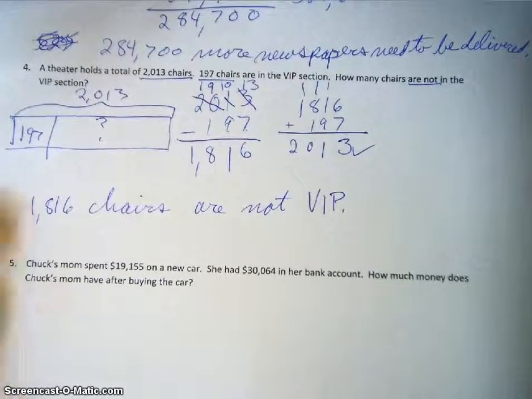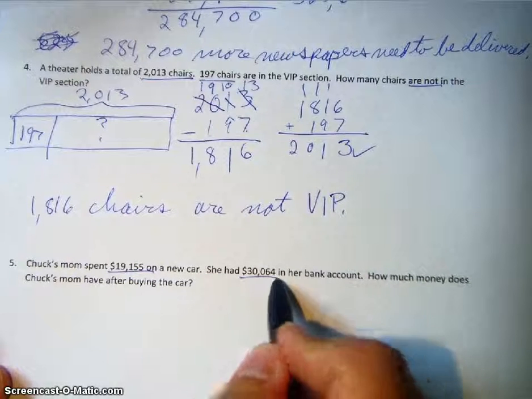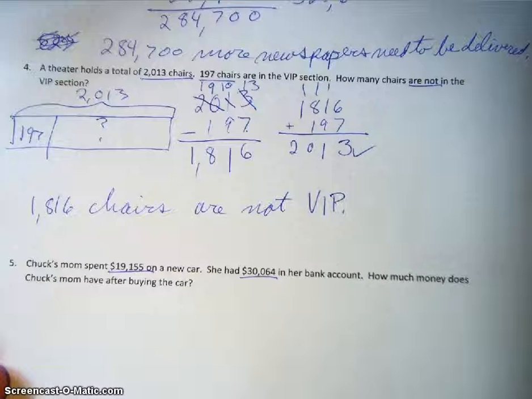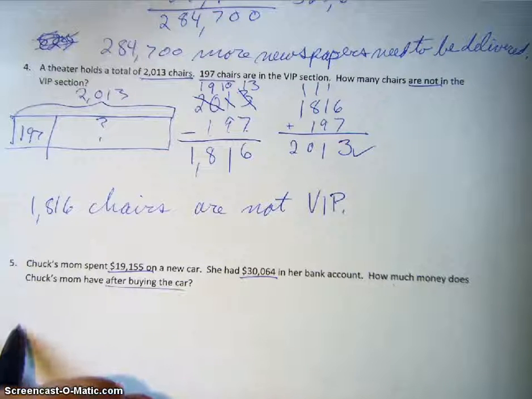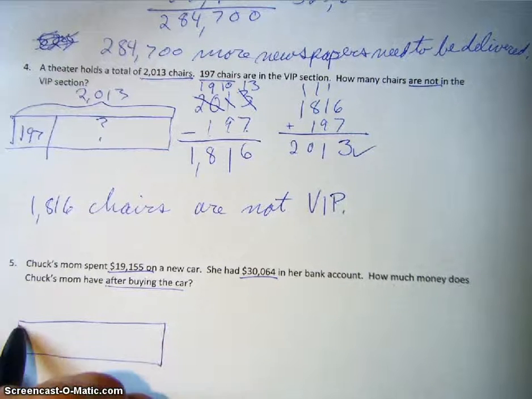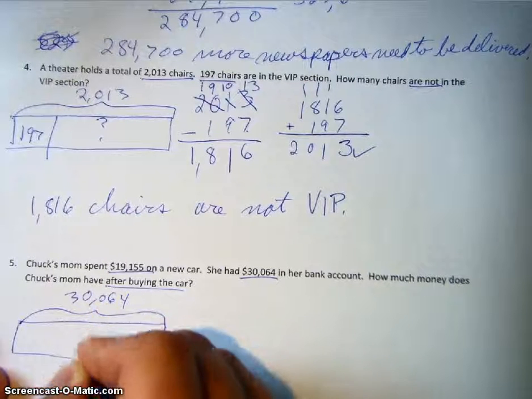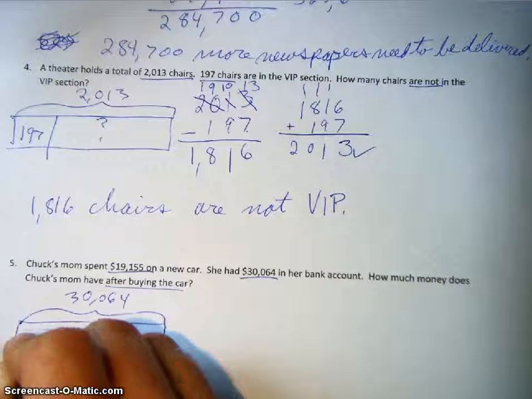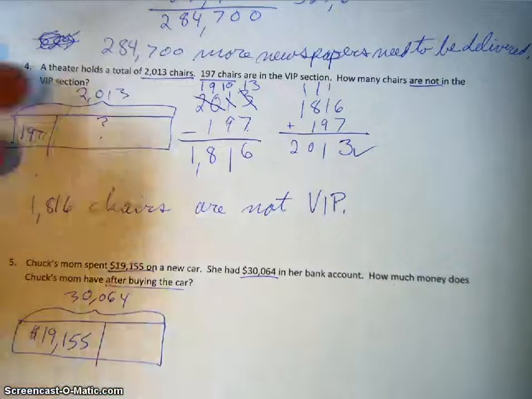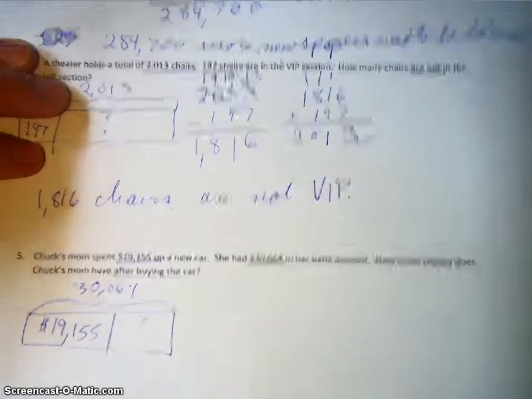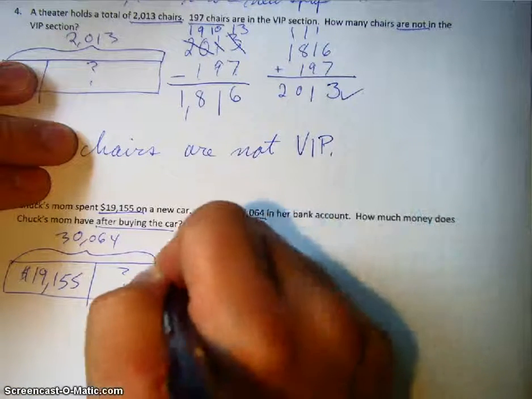Okay, Chuck's mom spent $19,155 on a new car, and she had $30,064 in her bank account. How much money does Chuck's mom have after buying the car? Okay, so we've got her bank account here. Okay, she's got a nice $30,064 in there. Okay, so she goes out, buys a nice new car. She's going to use some of that money. Okay, so we want to know how much does she have left in her account. Okay, so again, go ahead and subtract this on out.